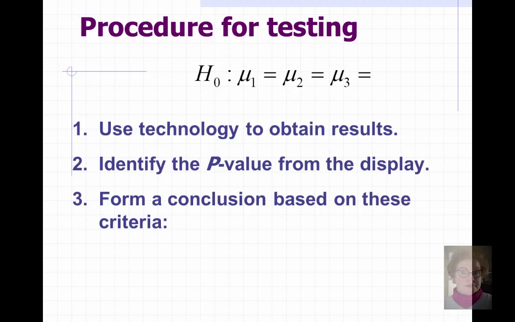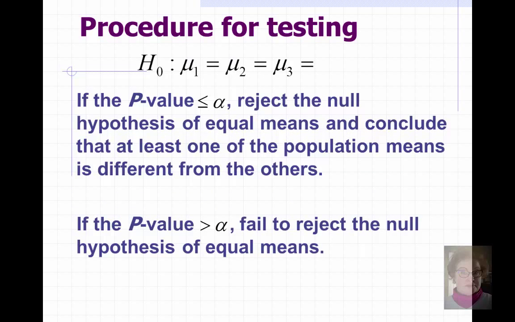As we said before, our appropriate null hypothesis is that every mean is equal. And so we're going to identify the p-value from our display, and then we're going to form a conclusion based on the following criterion. So again, if the p-value is less than alpha, we reject. If the p-value is greater than alpha, we fail to reject. This is no different than any of the other significance tests that we've done.